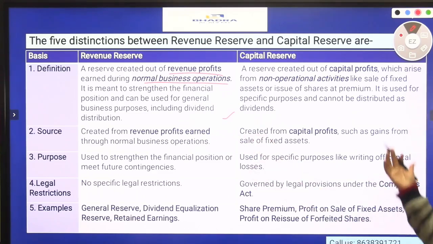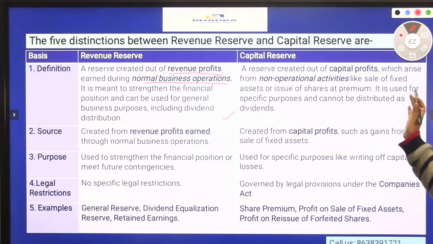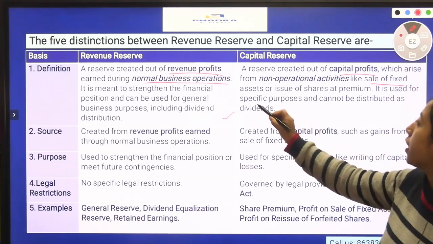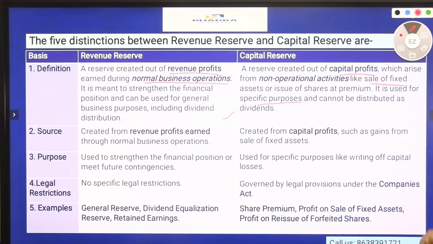The capital reserve is a reserve created out of capital profits which arise from non-operational activities like sale of fixed assets or issue of shares at premium. It is used for specific purposes and cannot be distributed as dividends. I have already mentioned the definition of capital reserve earlier.